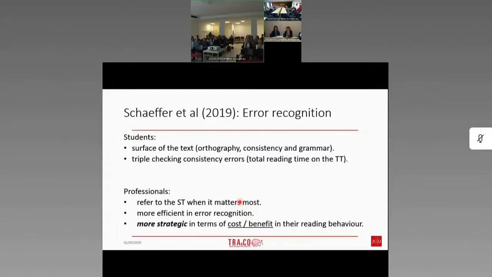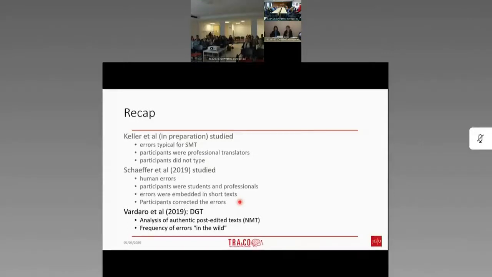So summarizing, we can say that students remain on the surface of the text, so they look at orthography, consistency, and grammar, and triple check consistency errors, these larger texts in total reading time. The professionals refer to the source text only when it matters most, and have a much more efficient error recognition process. And also we can summarize that the professionals are more strategic in terms of cost benefit. So of course, spending more time might lead to better performance, but is also costly in terms of time and effort.